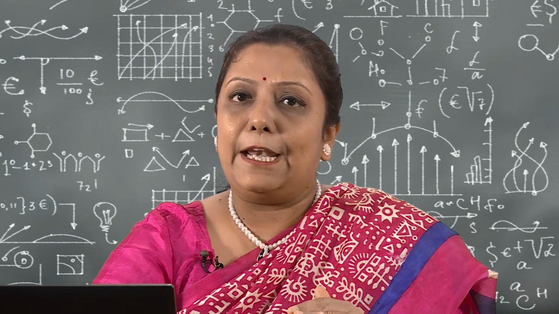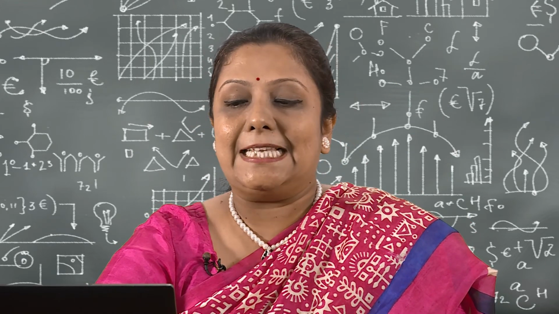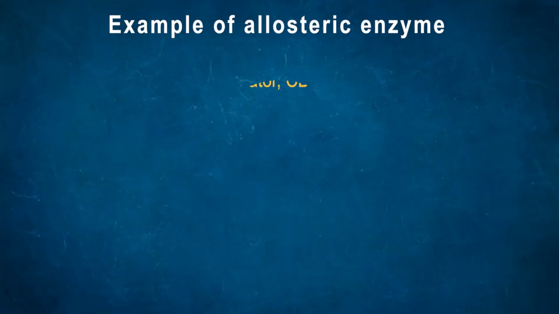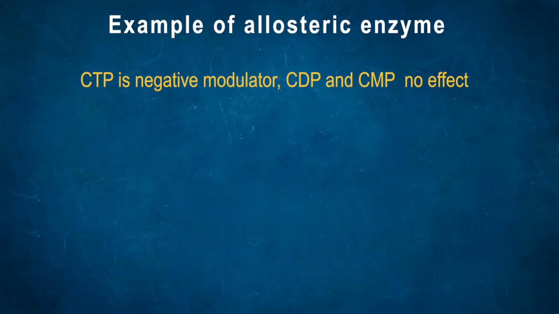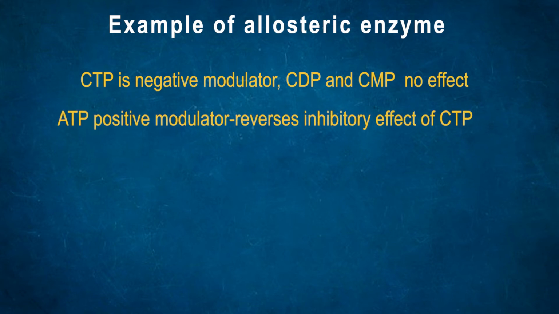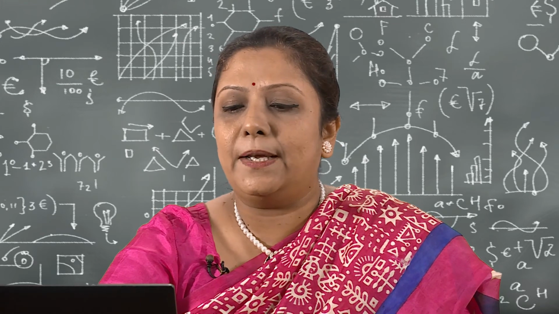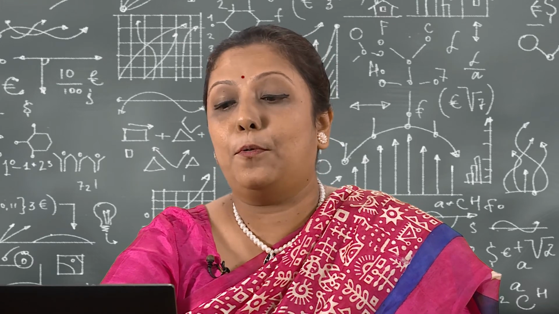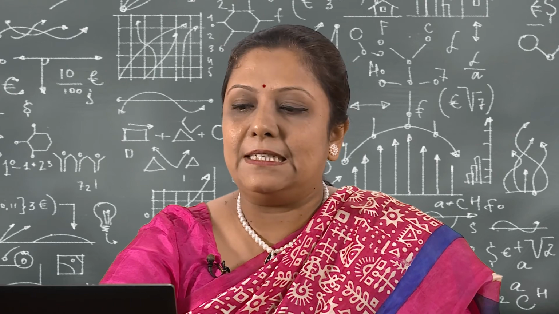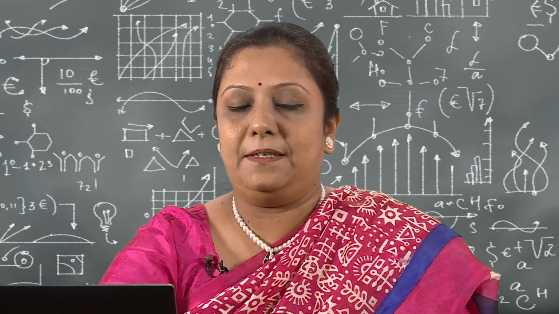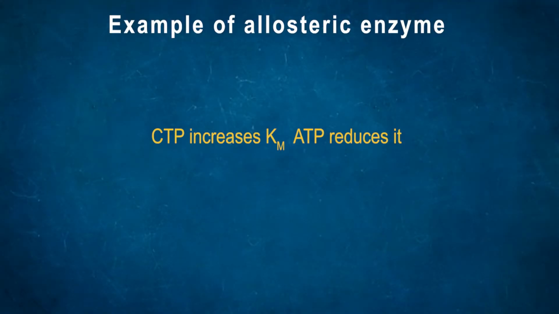And CTP, the end product of the reaction, acts as a negative modulator, and CDP and CMP have no effect on the enzyme. ATP is a positive modulator. We know from CTP we can find the interconversion to ATP as well. ATP acts as a positive modulator, which reverses the inhibitory effect of CTP. CTP increases K0.5, but ATP reduces it.